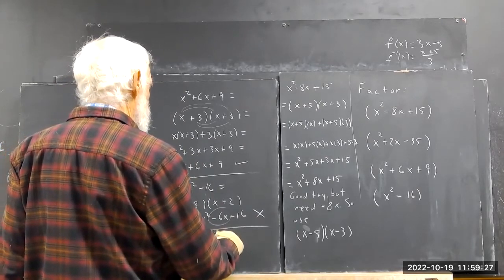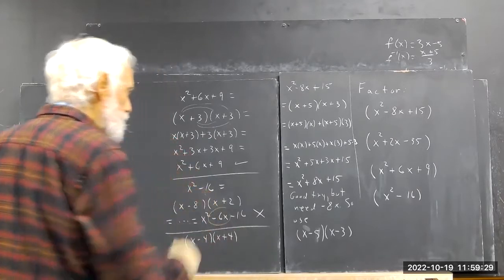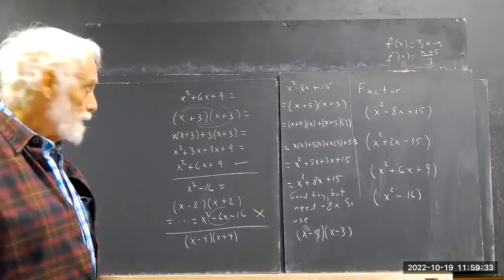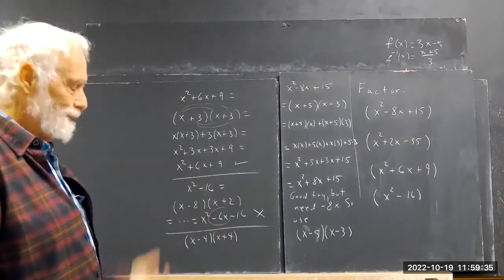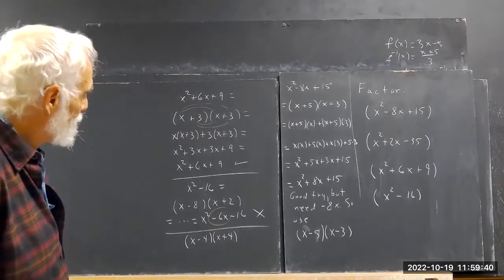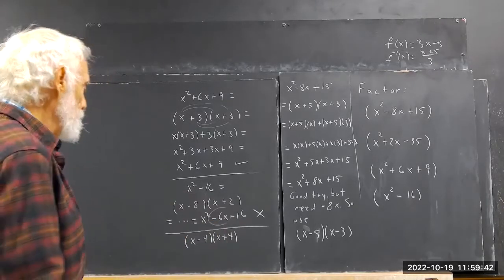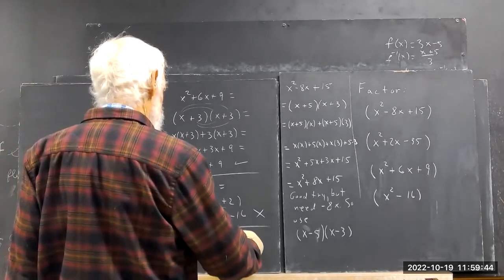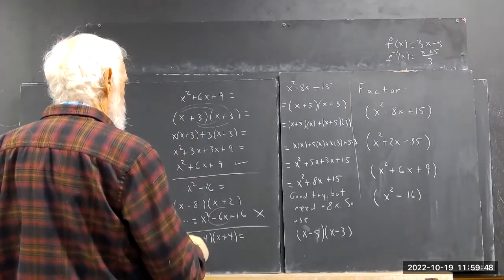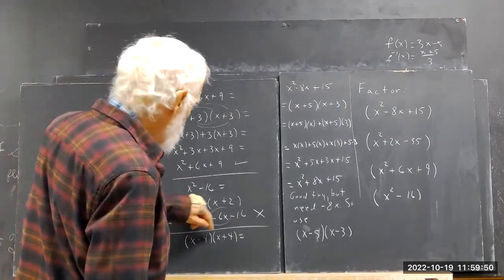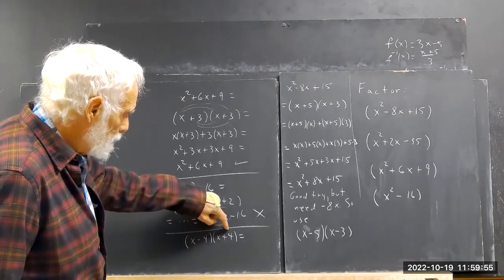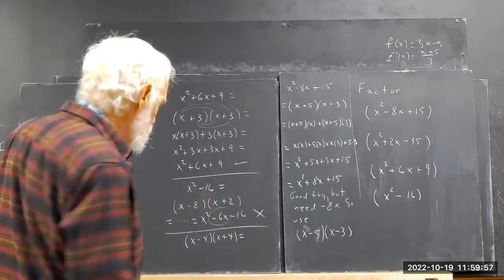One of them's got to be negative, one of them's got to be positive because you got a negative 16. 8 and 2 didn't work. And if you do a plus 8 and a minus 2, it's not going to work just as well. It's going to give you a plus 6x. You got x minus 4 times x plus 4. If you look at it, you got x squared, you've got minus 4x, you've got plus 4x, and minus 16.